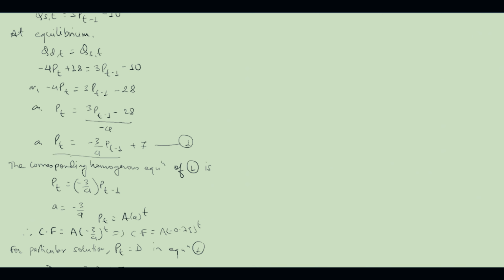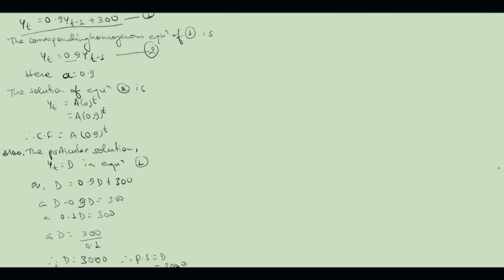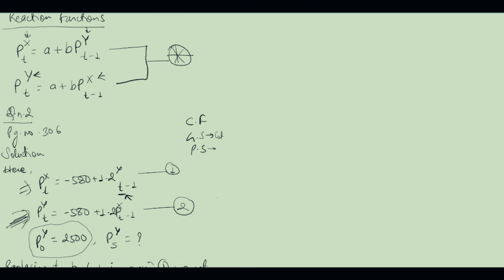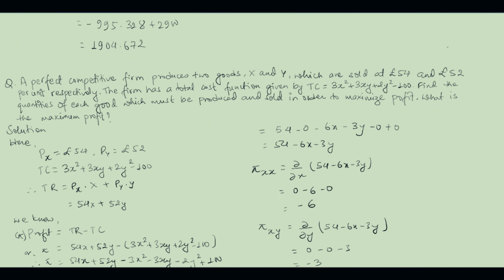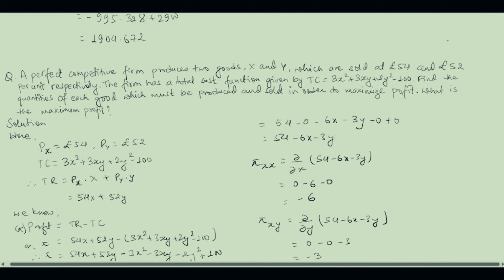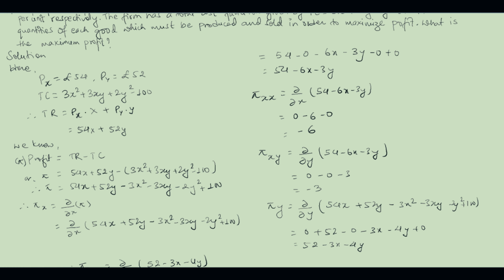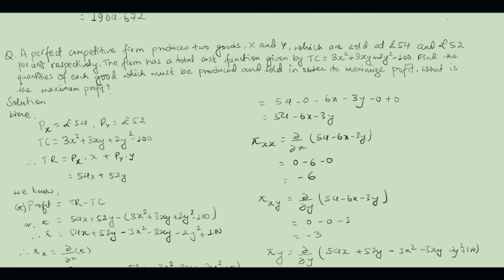Okay, now I'll be revising the solution once again. According to the question, we need to find the quantities of each good, of good X and Y. We need to find the quantity of X and Y that need to be produced and sold in order to get the maximum profit, and we need to find the maximum profit also.